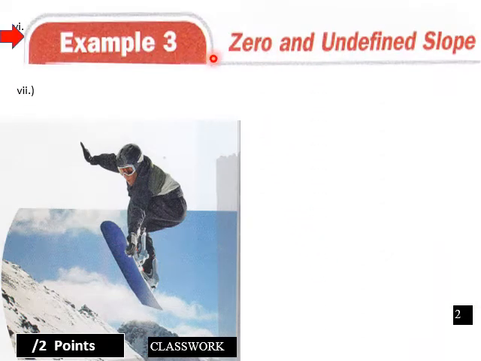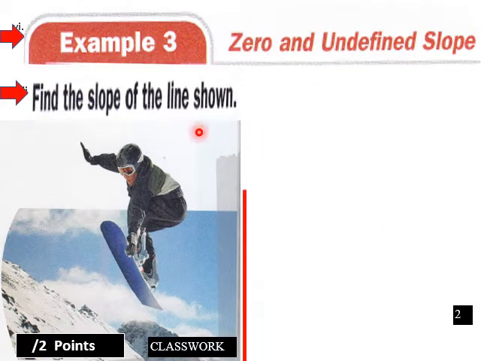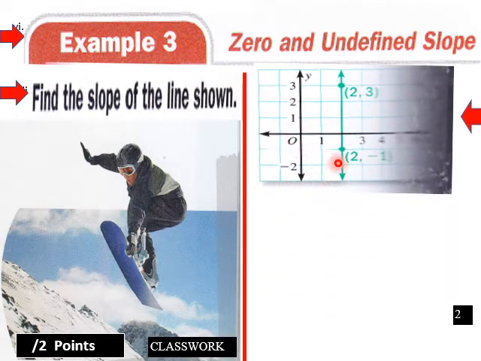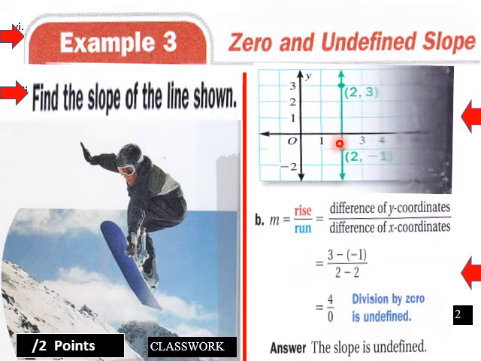Okay, that's good. Let's go on to another example. Find the slope of the line shown. Now we have a line like this, with points (2, 3) and (2, negative 1). What would be the slope of this vertical line? Rise over run: 3 minus the negative 1 over 2 minus 2. Now we have a 0 in the denominator. So this is undefined because we cannot divide by 0. The slope of a vertical line will be undefined by definition.